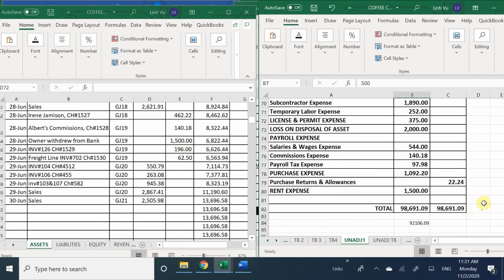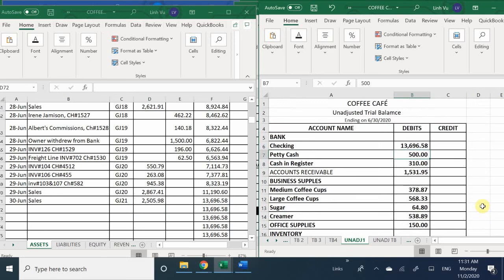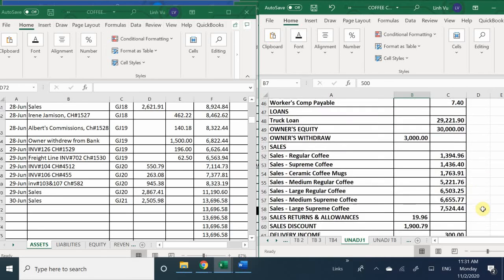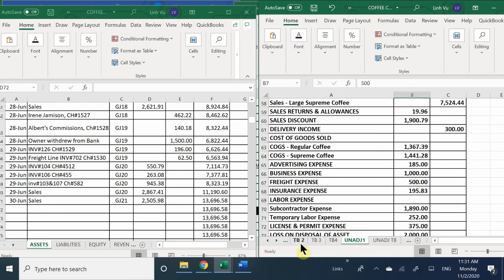Okay, and we completed our trial balance. That means this unadjusted trial balance is complete. So that means tomorrow we're gonna start doing our adjustment entries, and once we do that, then we roll on down into our financial statements. So, good job everybody today.